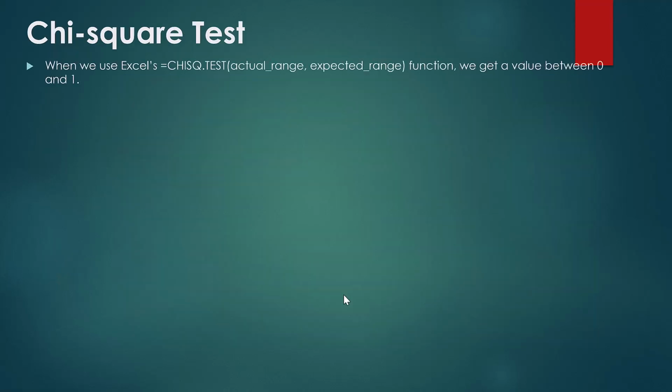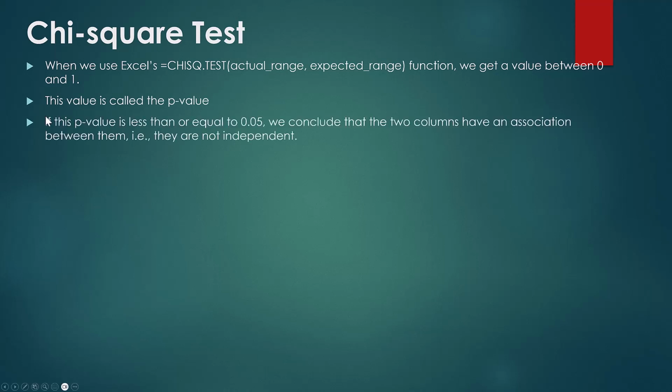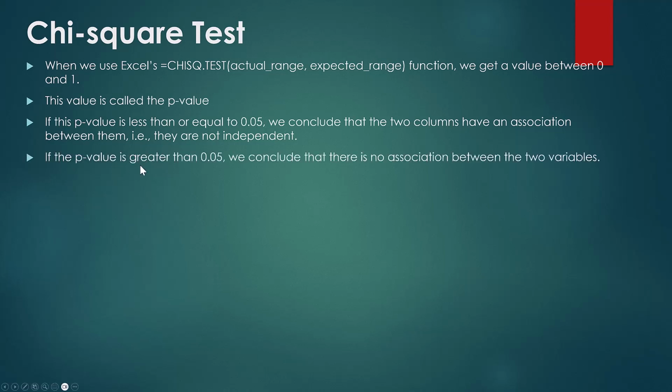When we use Excel's chi-square test function, we provide the actual range and the expected range as inputs, and it gives us a value between 0 and 1. This value between 0 and 1 is called the p-value. If this p-value is less than or equal to 0.05, we conclude that the two columns have an association between them. That is, they are not independent. If the p-value is greater than 0.05, we conclude that there is no association between the two variables.